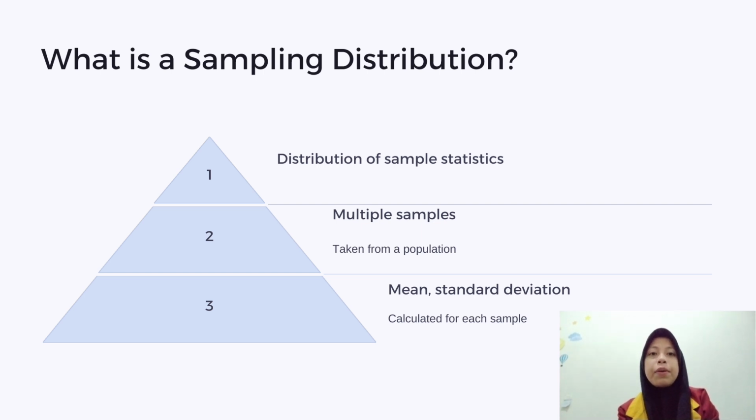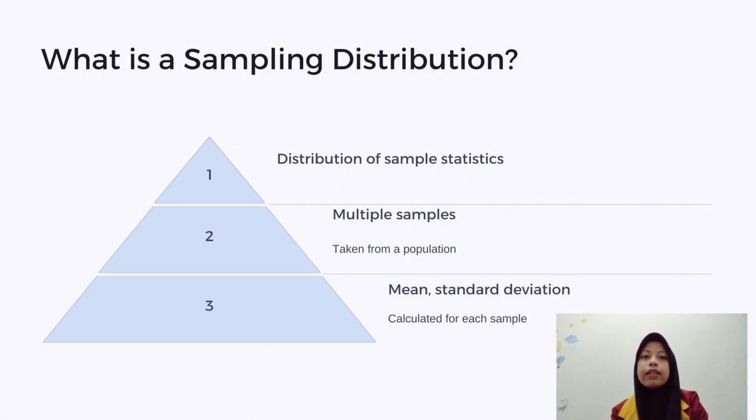Next is what is sampling distribution. Sampling distribution is the probability distribution of a statistic, for example mean or variance, obtained from multiple samples of a population. Example, if you repeatedly take samples of 13 students and calculate the average height of each sample, the distribution of these averages forms the sampling distribution.